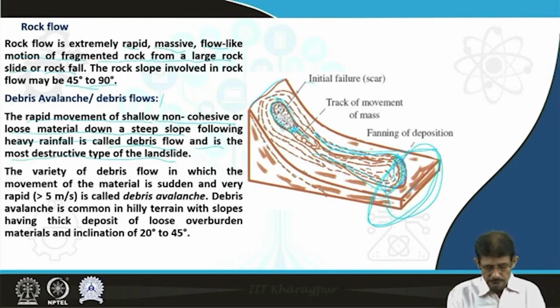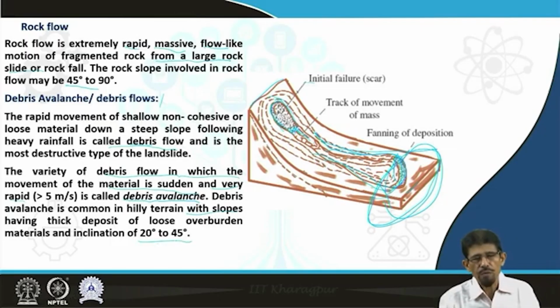society. The variety of debris flow in which the movement of the material is sudden and very rapid, approximately more than 5 meters per second, is called a debris avalanche. We have different types of avalanches, glacier avalanches and others. Debris avalanches are common in hilly terrain with slopes having thick deposits of loose, overabundant fragmented rock materials and an inclination of only 20 to 45 degrees. 45 degrees is our natural slide surface.